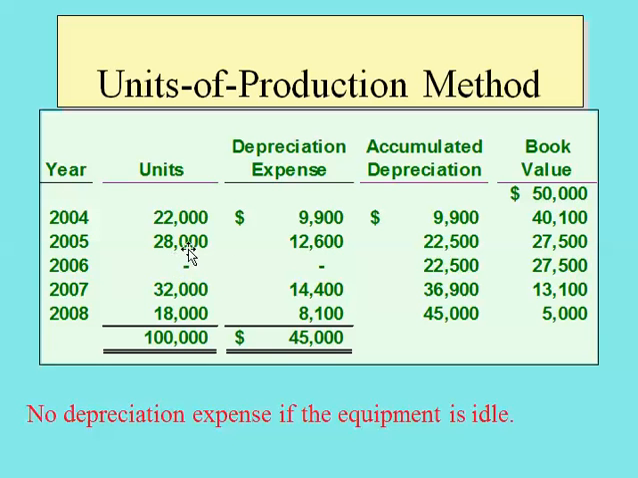They increased the units used during 05. We would still multiply that times the 45-cent depreciable cost per unit to get 12.6. Accumulated depreciation goes up by 12.6, and book value goes down by 12.6, all the way down again to that salvage value. We do not depreciate below salvage. So in the event that we would have had greater depreciation that year, we would have to adjust this depreciation expense so our book value doesn't go below that salvage.